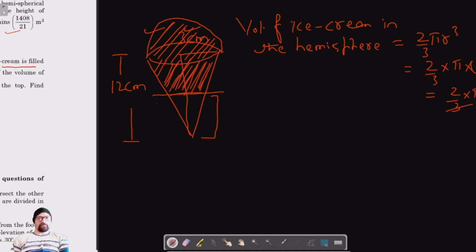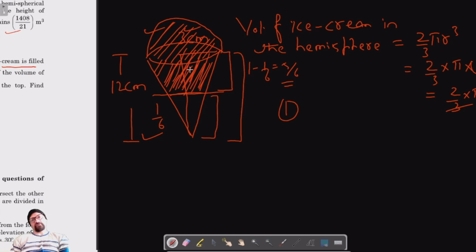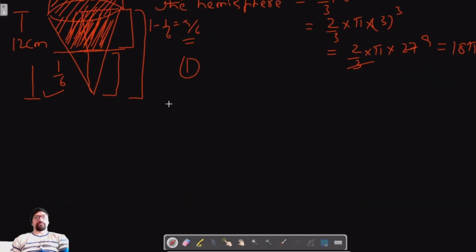Now let's move on to the volume of the cone. So this part is 1/6 of the volume of the cone. If this part is 1/6, so that means the whole is 1, and this part is 1 minus 1 by 6, which is equal to 5 by 6. That is, the ice cream is in 5 by 6 part of the volume of the cone.